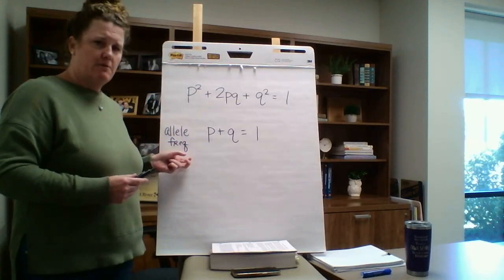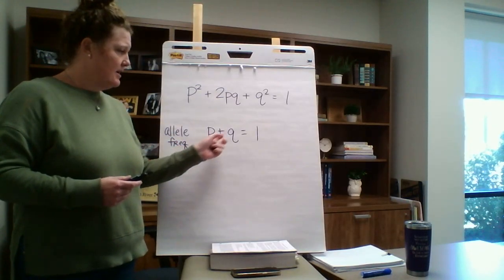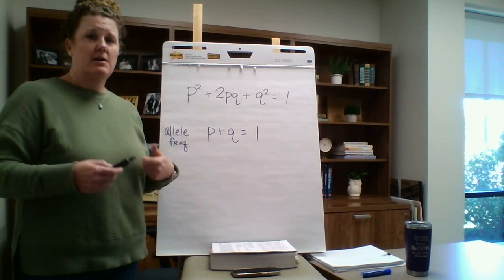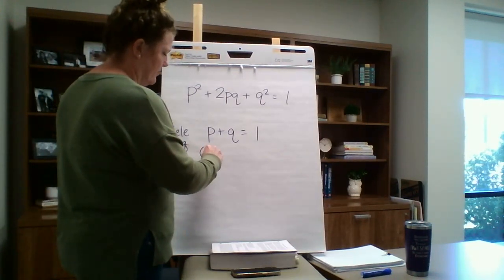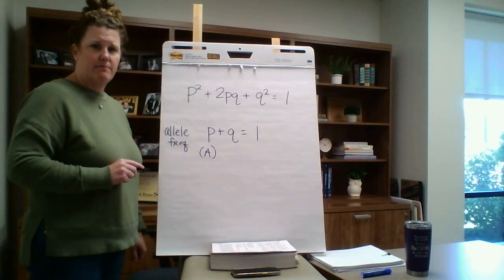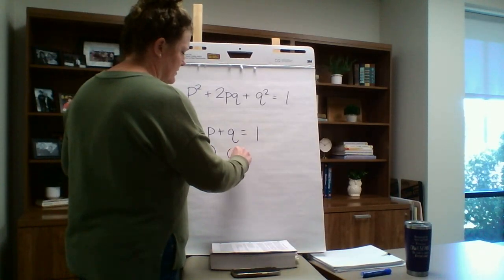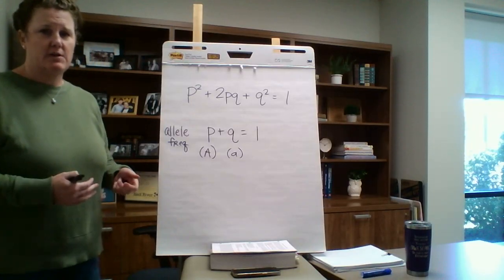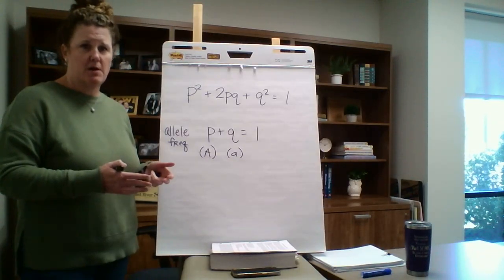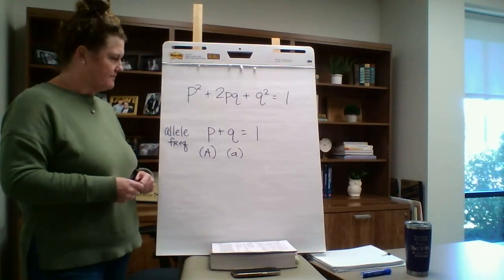So when we say allele frequencies, that means that these letters represent the alleles in that population. So p represents the dominant allele, or capital A, and q represents the recessive allele, or lowercase a. Once again, we can only do these for single gene traits with 2 possible alleles, dominant and recessive.